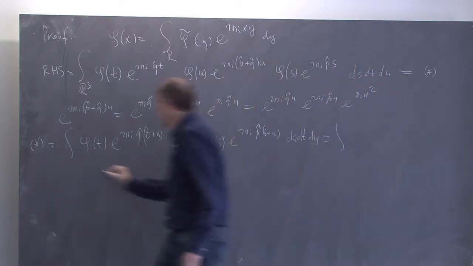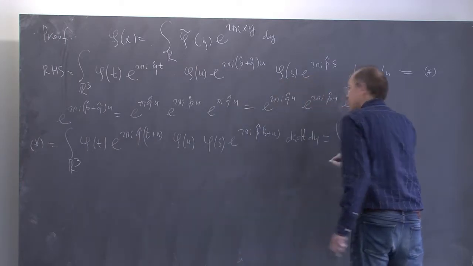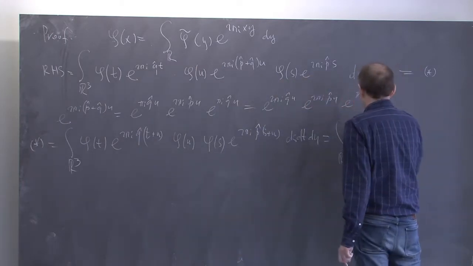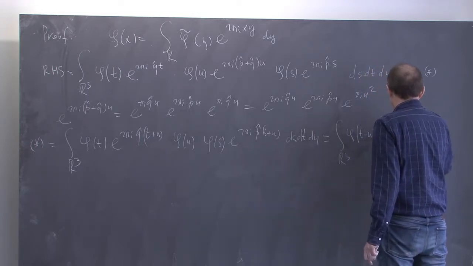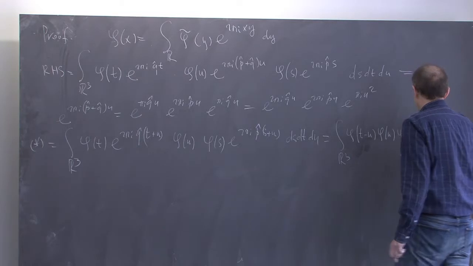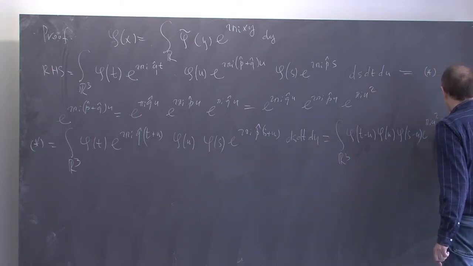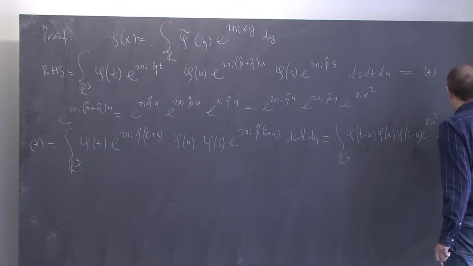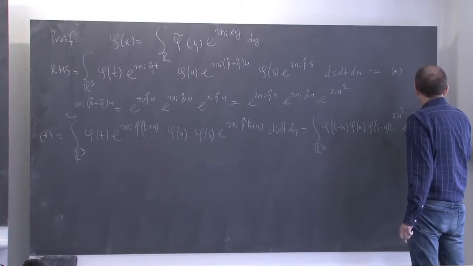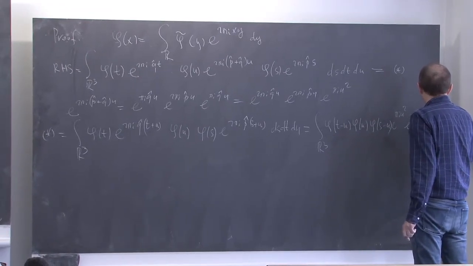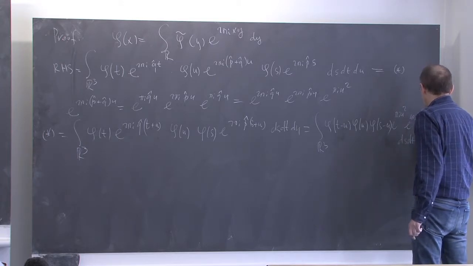Integral over R3 of phi of t minus u, phi of u, phi of s minus u, e to the pi i u squared, and here we have two exponentials, e to the 2 pi i q hat t, and e to the 2 pi i p hat s, ds, dt, du.